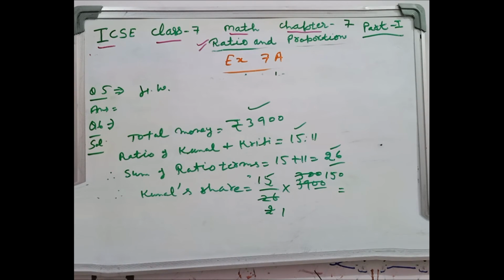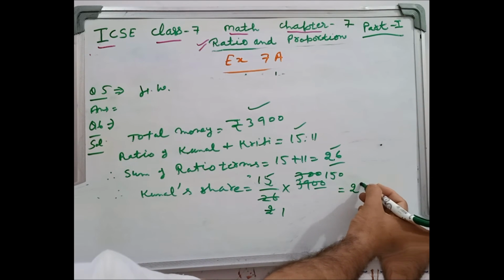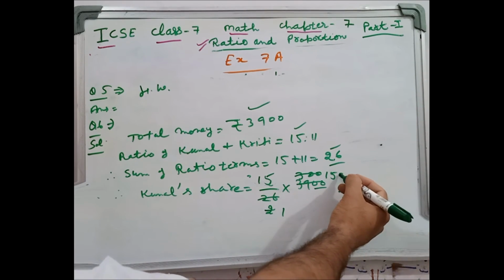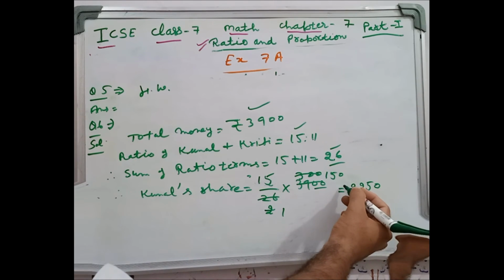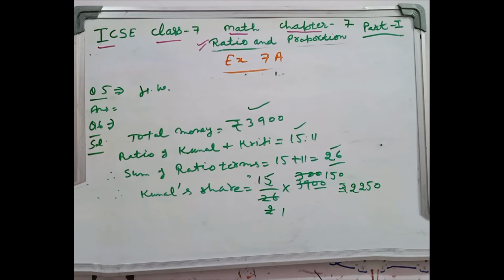So students, what would be Kunal's share? Kunal's share would be 15 multiplied by 150. If you remember what comes by multiplying 15 by 15, this way 15 15s are 225. It is carrying 0, so we will put 0. So Kunal's share will be rupees 2250.